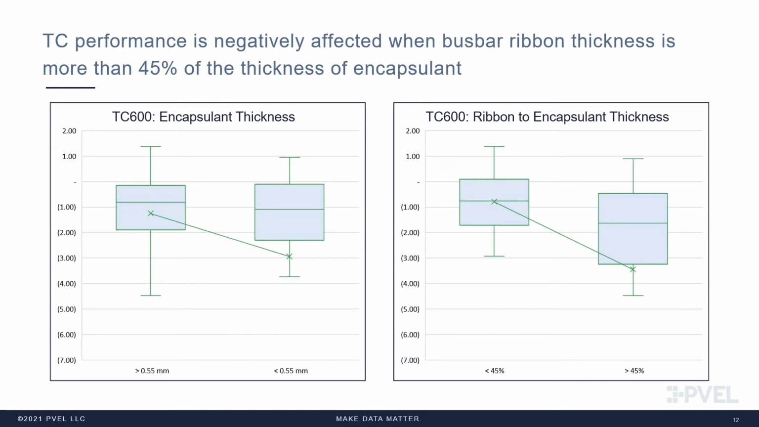Another interesting finding is that the thickness of the encapsulant and the thickness of the busbar ribbons matters with thermal cycling performance. When the encapsulant is below about 0.5 millimeter, we start to see slightly worse performance. However, where the correlation is more substantial is the ratio of ribbon thickness to encapsulant thickness. When the busbar ribbon is more than roughly half as thick as the encapsulant, we start to see worse performance in thermal cycling.